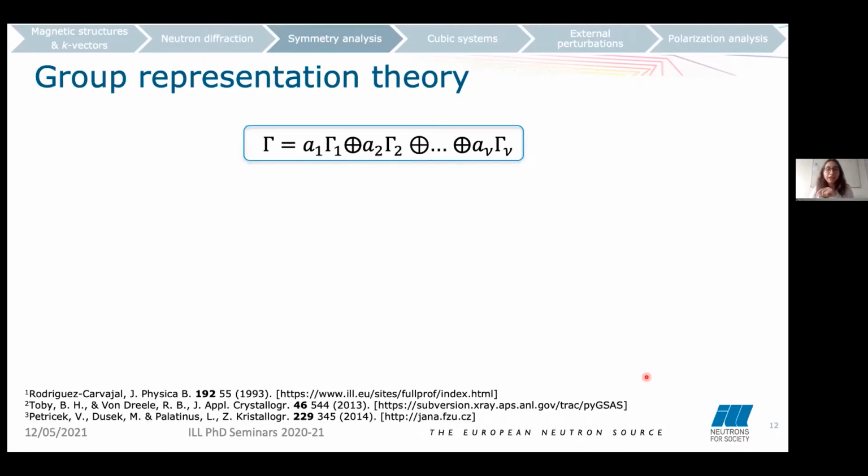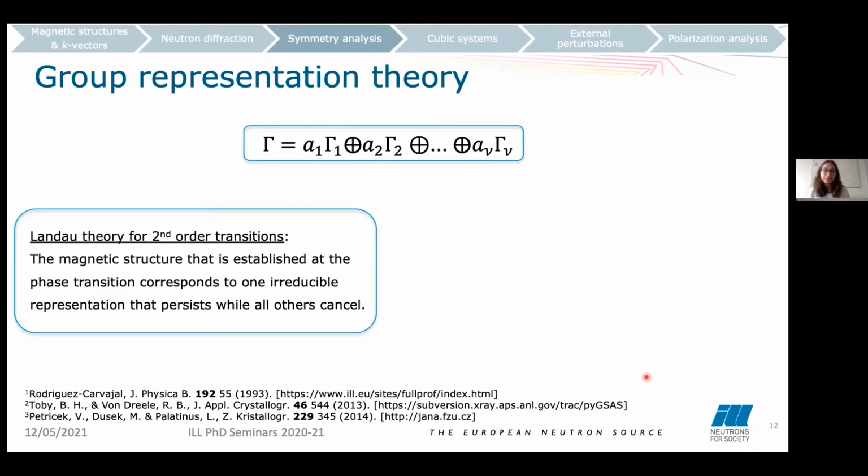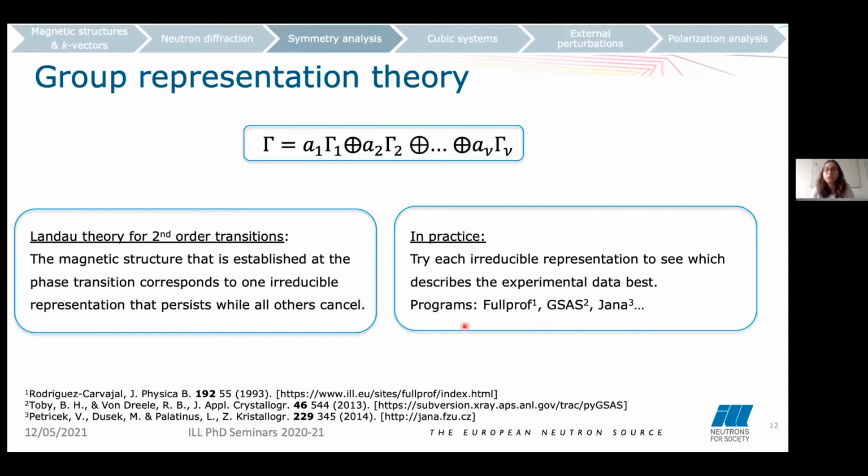So we have this magnetic representation. We said that it's the direct sum of many other irreducible representations. And Landau's theory for second order transitions tells us that the magnetic structure established at the phase transition corresponds to one irreducible representation that persists while all others cancel. This basically means that we only need one irrep to describe a magnetic structure. And in practice, to determine which one is best, well, we have to put them into some kind of a refinement program like FullProf or GSAS or JANA, and we just see what best fits our data.